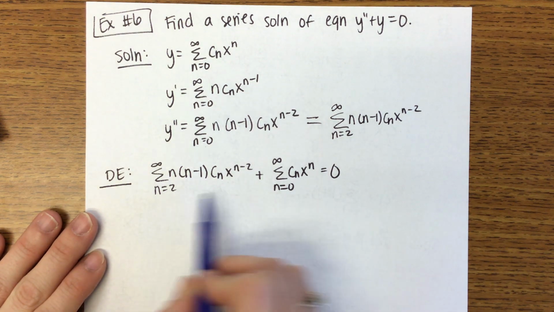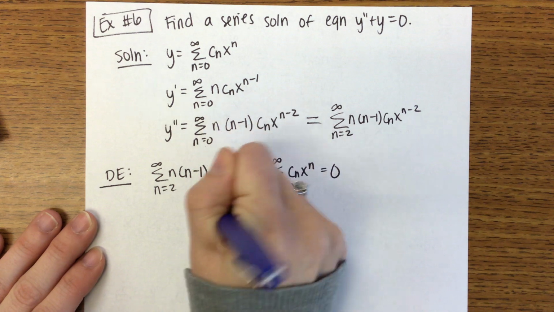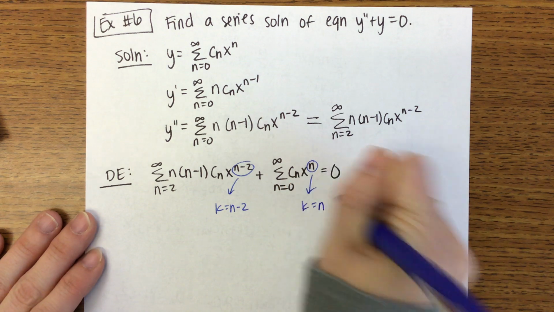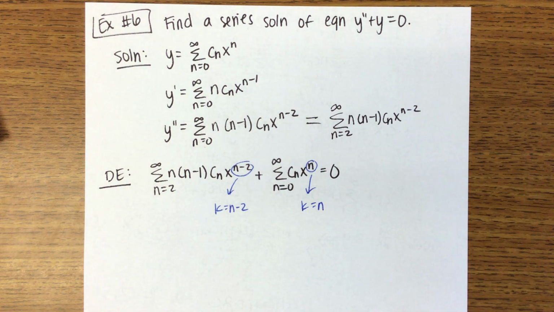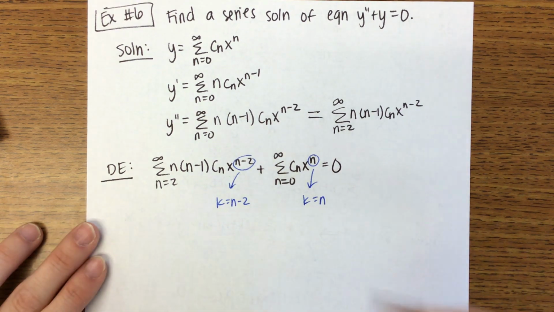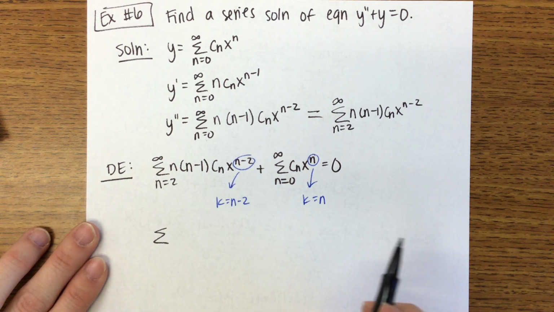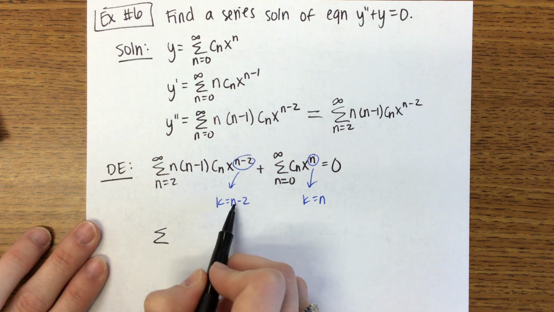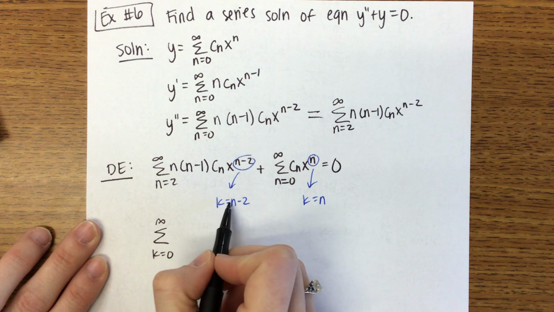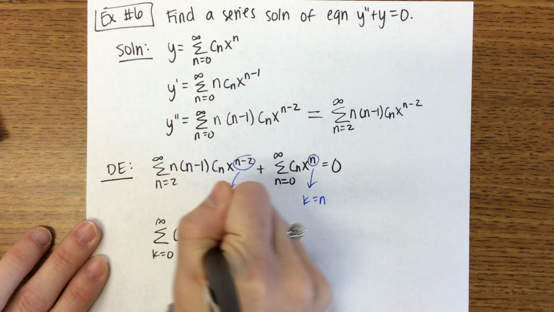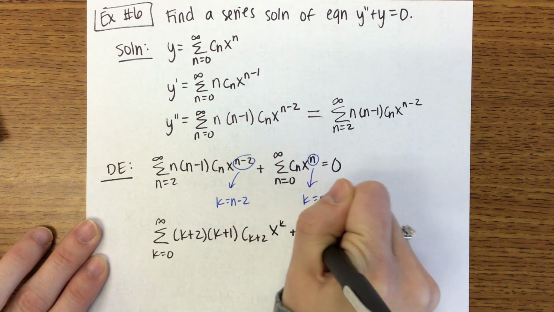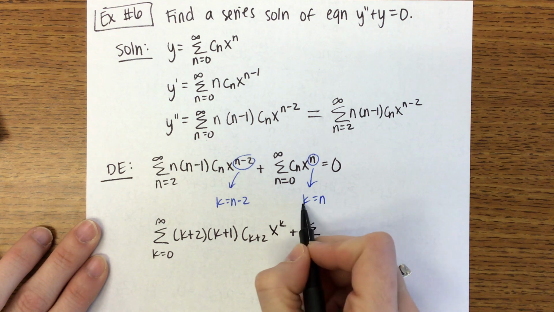But this is a problem. N equals 2, n equals 0. So if you remember from before, we're going to let k be equal to n minus 2, and we're going to let k be equal to n. So all we're doing is replacing n with another variable. It's not going to change the value of the summation at all. So this first summation then, if we plug in 2, we start from k equals 0 to infinity. That n then is k plus 2. So we get (k plus 2)(k plus 1) c_(k+2) x^k. Here all we're doing is replacing every n with a k.